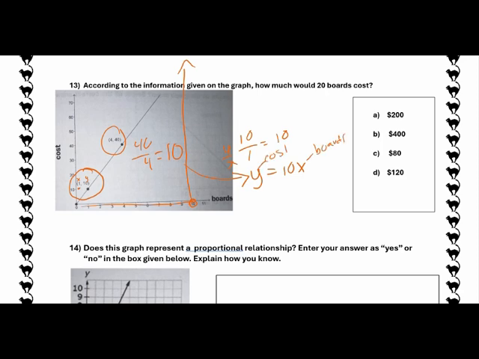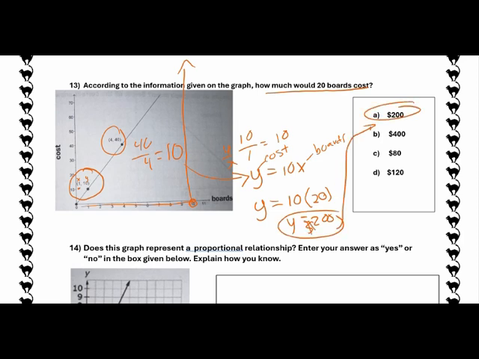So if X represents boards and Y equals cost, it says how much would 20 boards cost? Y equals 10 times 20, so Y equals 200. That's the cost. Writing those equations is very helpful for you to predict future values, which is what we just did. We didn't see the value of 10 on this graph. It's somewhere way up there when this line extends. So in order to do that, we can write an equation using that unit rate, plug it in, and see what we get.